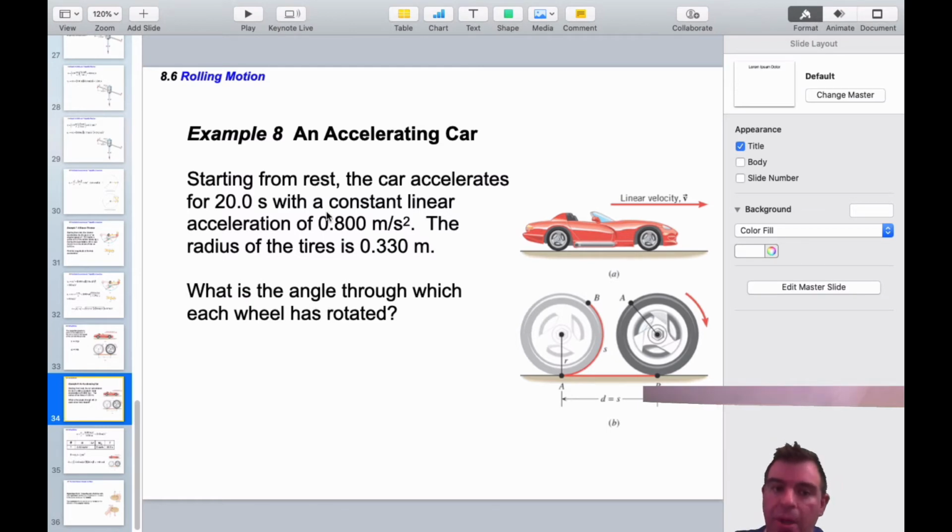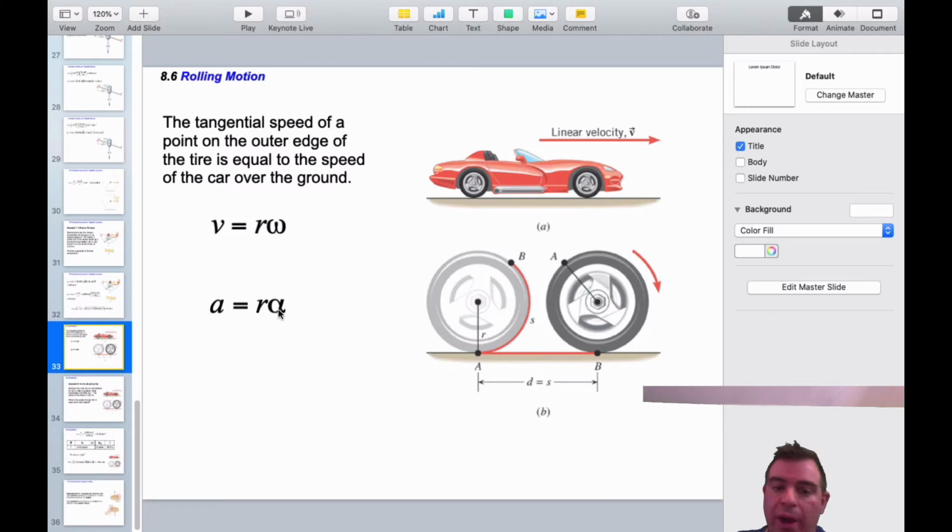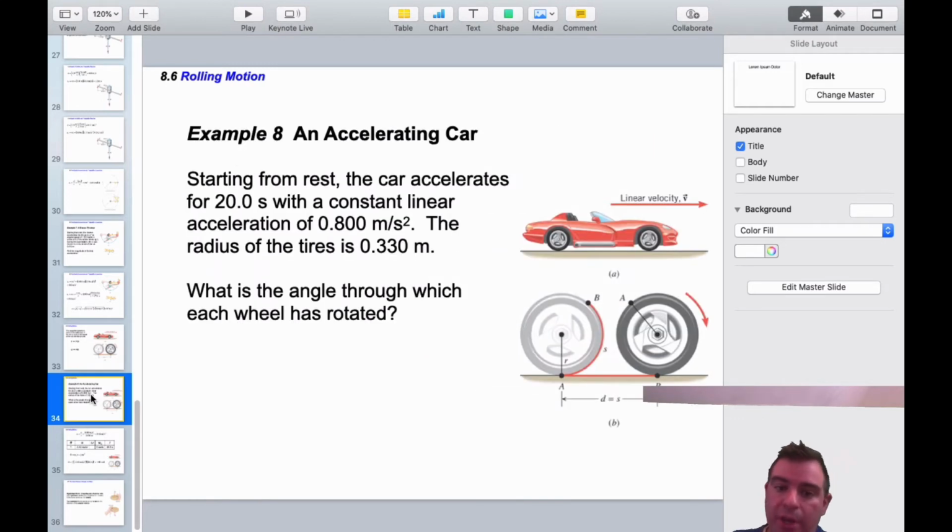They give us time, and they give us, of course, linear acceleration and radius. The problem is that they're asking us for the angle, which is in radians, but they're giving us linear acceleration. So based on the formula that we just saw, we can take linear acceleration and convert it into angular acceleration using this simple formula right here. And that's the very first thing that we're going to do.